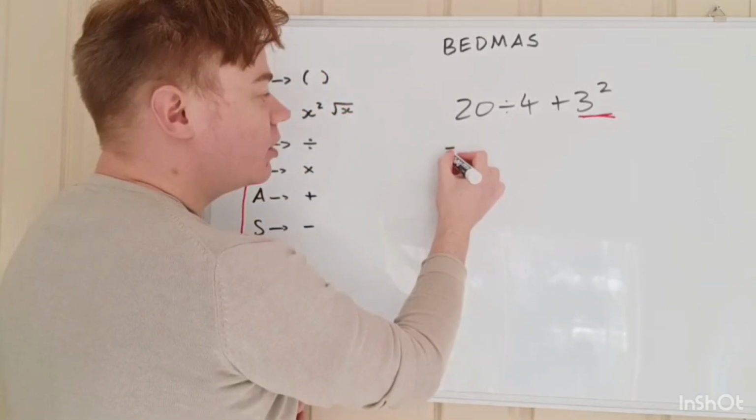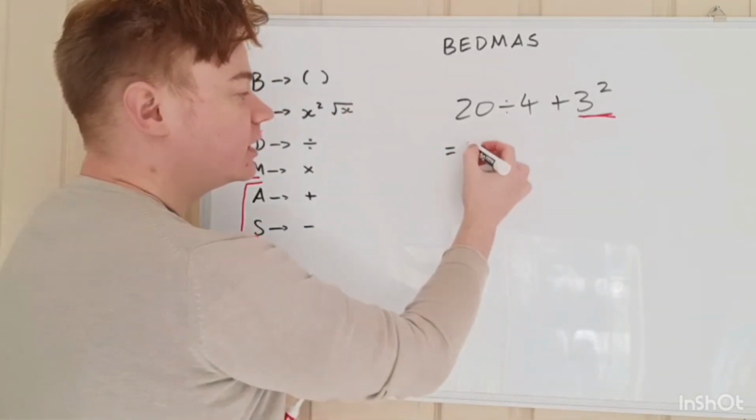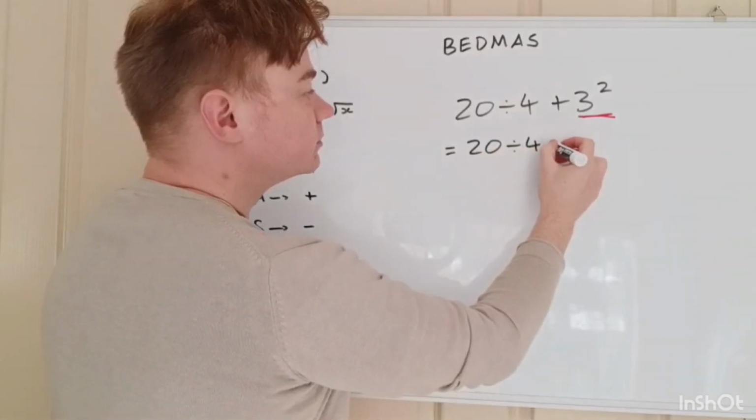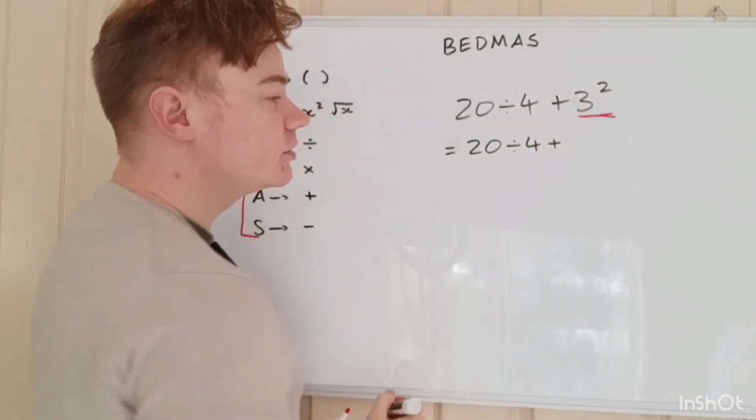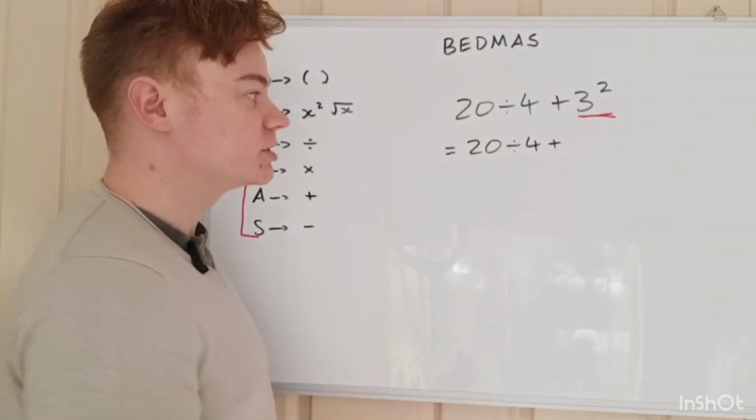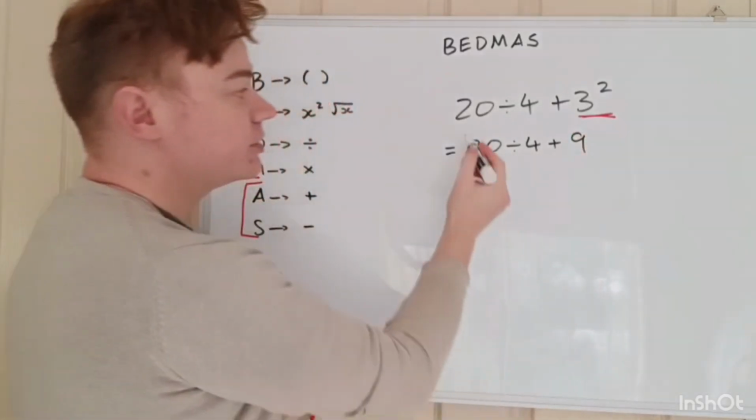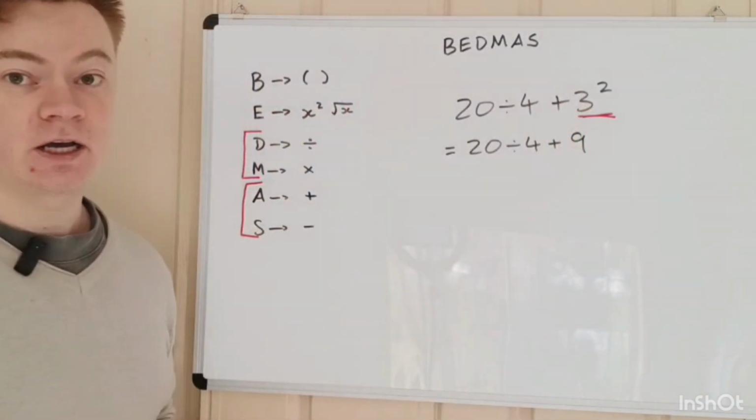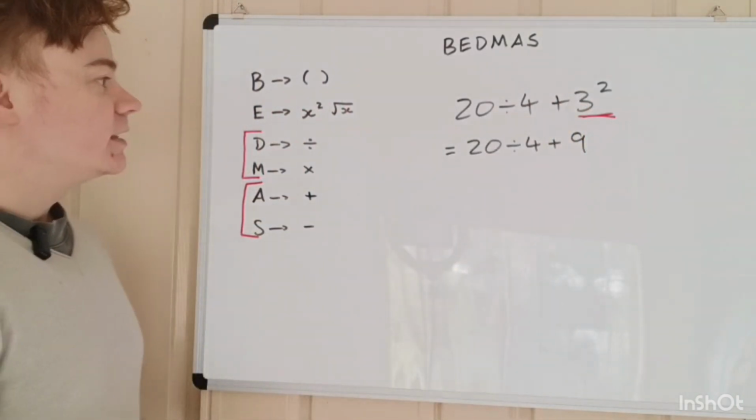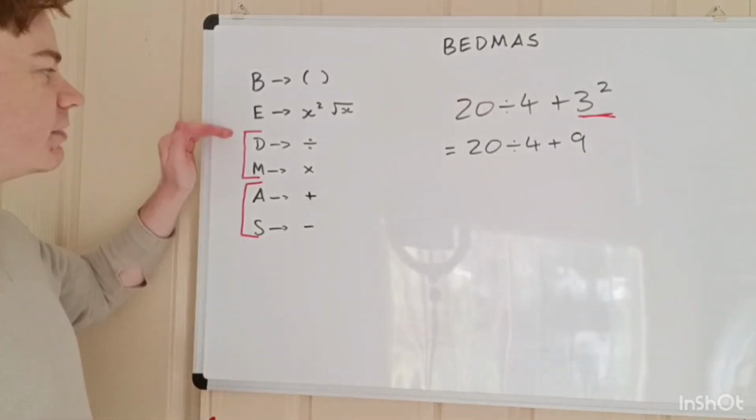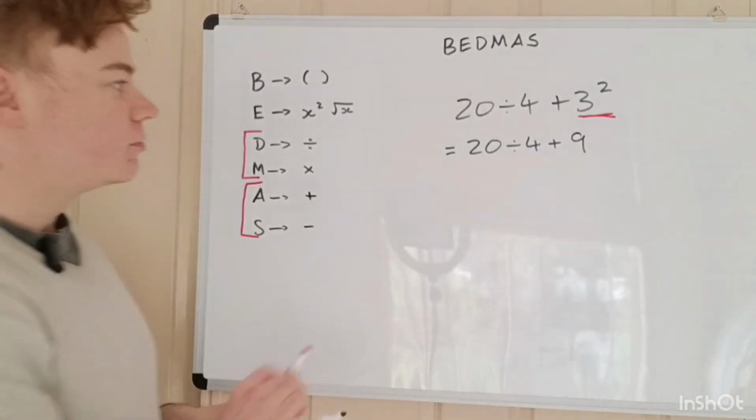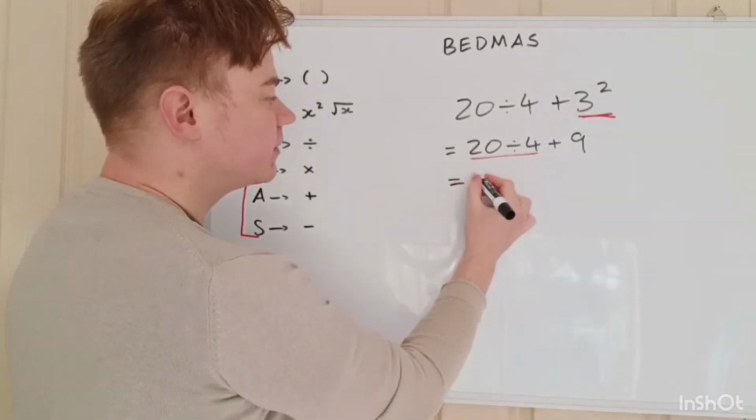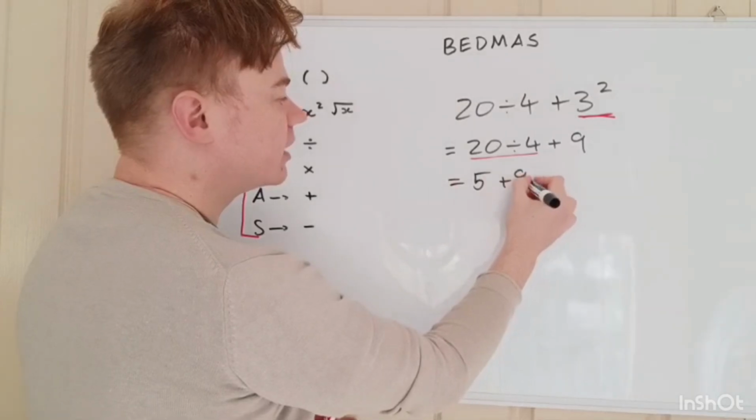So notice that everything else in the expression is going to stay exactly the same. But we're just going to do 3 to the power of 2. So 3 squared is the same as 3 times 3, which is 9. So this 20 divided by 4, that stays exactly the same, and we've just done the exponent first. Okay? Now the next one. Do we have any division or multiplication? Yes, we do. We have a division here, 20 divided by 4. Now 20 divided by 4 gets us to 5, so we have 5 plus 9.